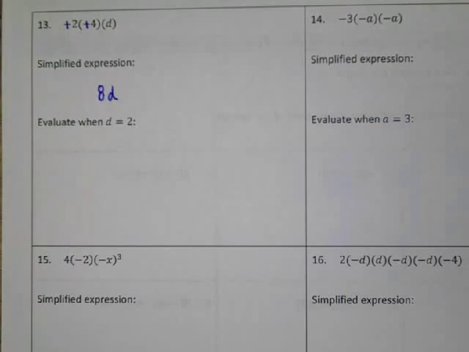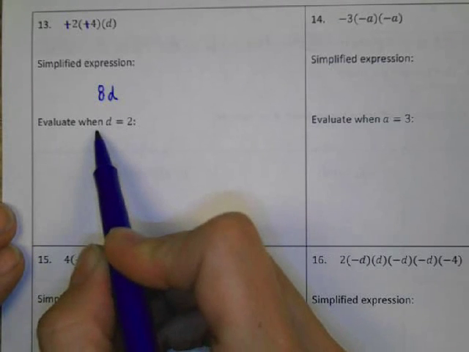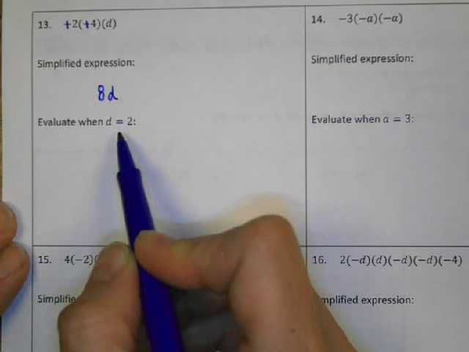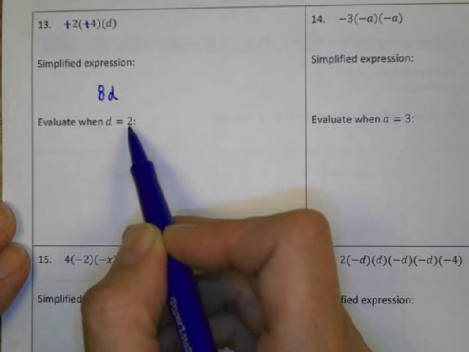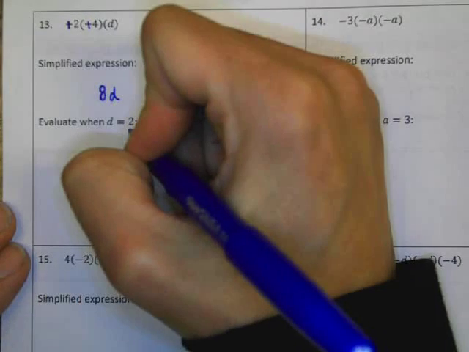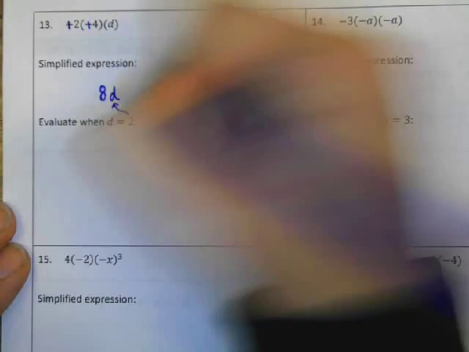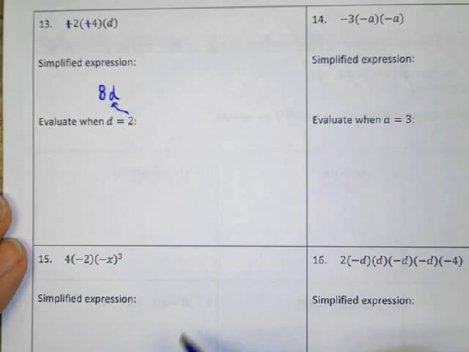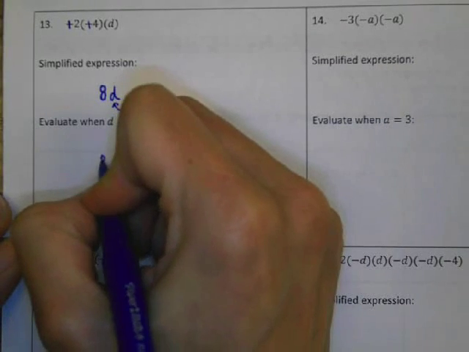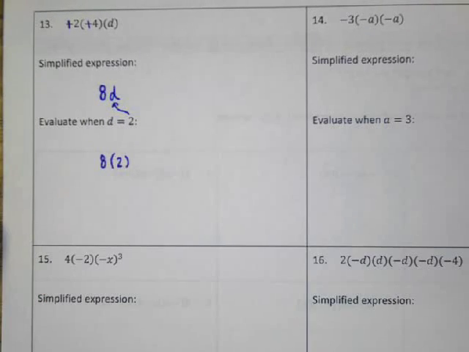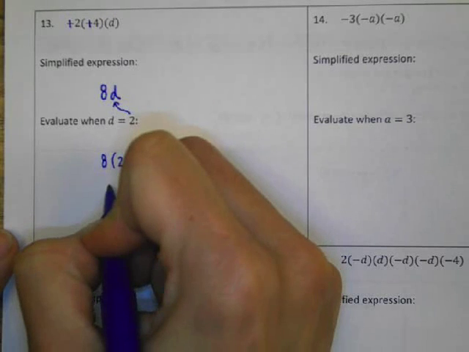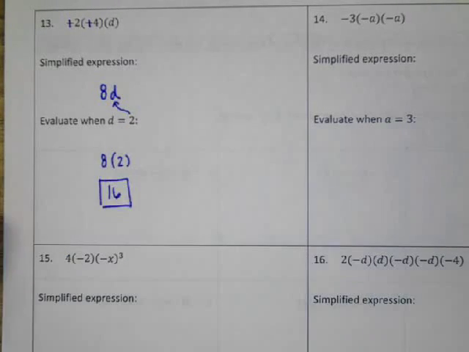Now, something very important here. The next step asks me to evaluate when d equals 2. We know when we evaluate, we're going to substitute 2 in the place of d. It's really important that you substitute this into your simplified expression and not the original. So I'm going to take my simplified expression, and instead of d, I'm going to put 2, and that's in parentheses because I know I'm multiplying. Then if I simplify 8 times 2, I know my answer is 16. So those are our problems from section 2.5.